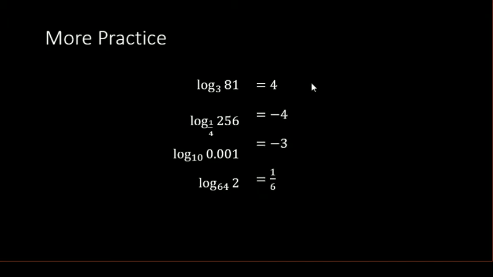All right, here are the answers. So let's talk through them. Log base 3 of 81 says what power do I stick on 3 to get 81? And 3 to the 4th power is 81. 3 times 3 times 3 times 3. So the answer is 4.